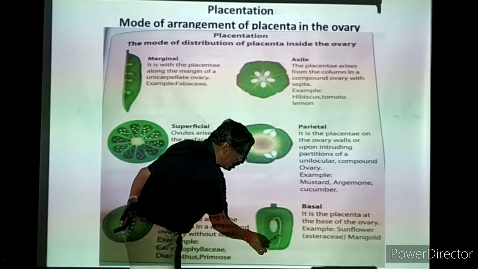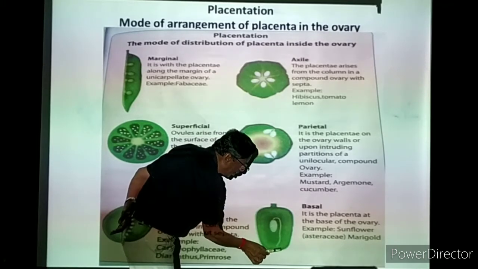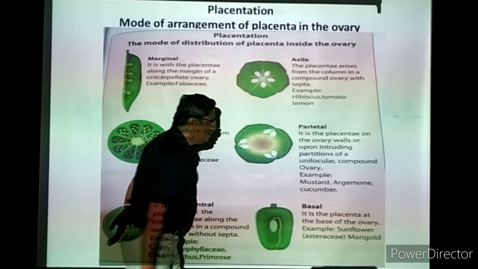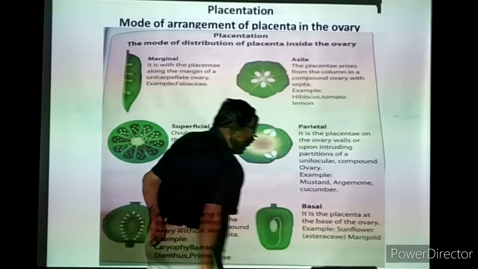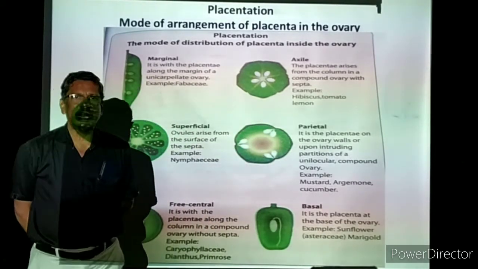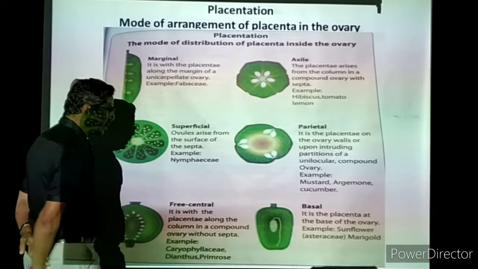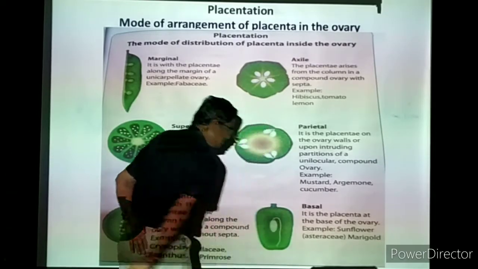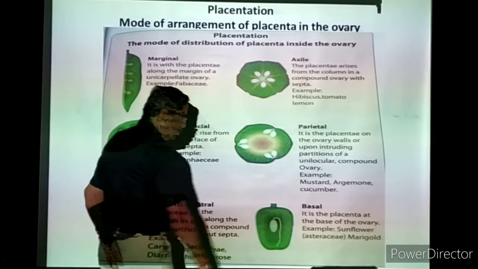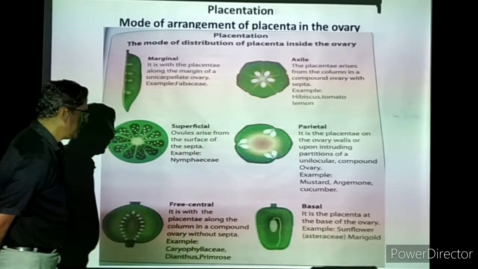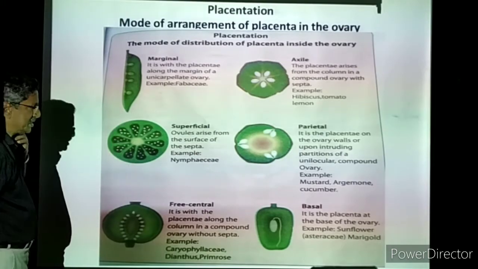So, if the placenta is attached at the bottom of the ovary, it is called basal placentation. It is a placenta at the base of the ovary. The placenta is attached with the base of the ovary. Example, sunflower, Asteraceae, marigold. Right. Now, these are all the various types of placentations.